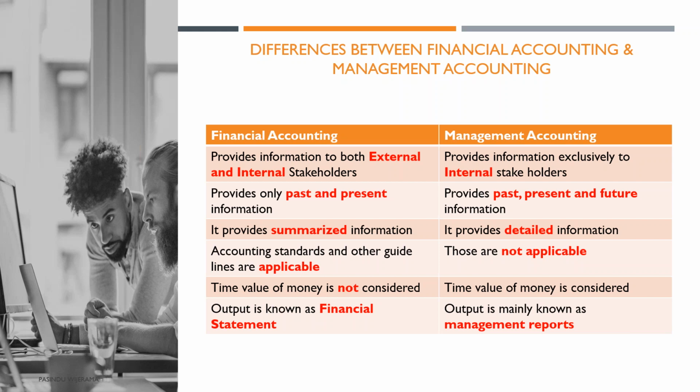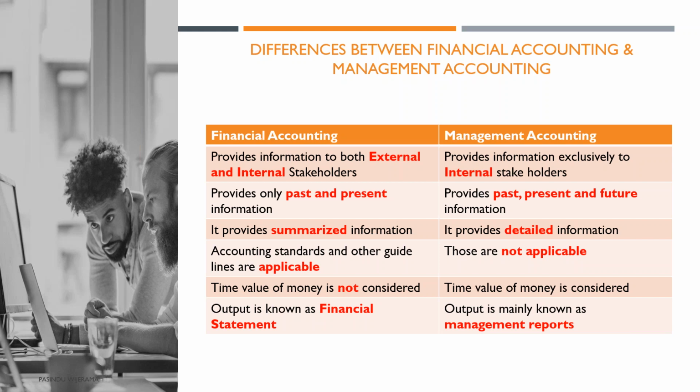Provide past and present information. Financial accounting basically provides what information? Only past and present information. But that is one of the weaknesses, one of the limitations of financial accounting. Managers basically need future information. They want to know today's cash balance, but even more they need to know the cash balance after a year, or next month. Because then they can arrange whether to take a bank loan, issue shares, or purchase assets.